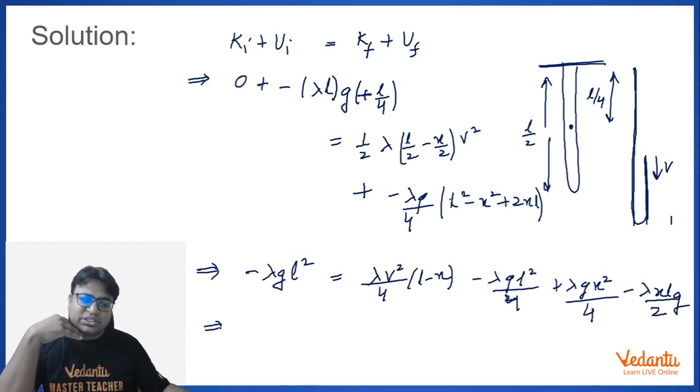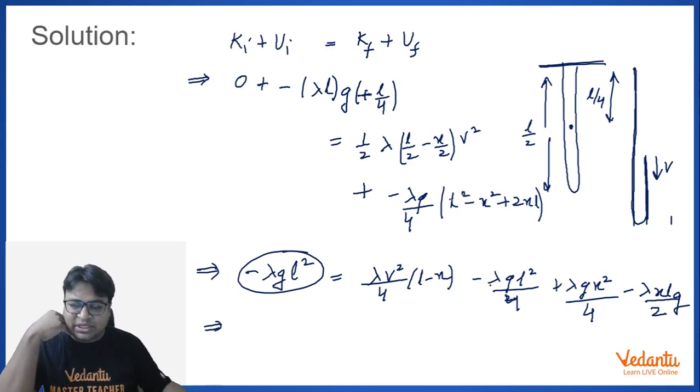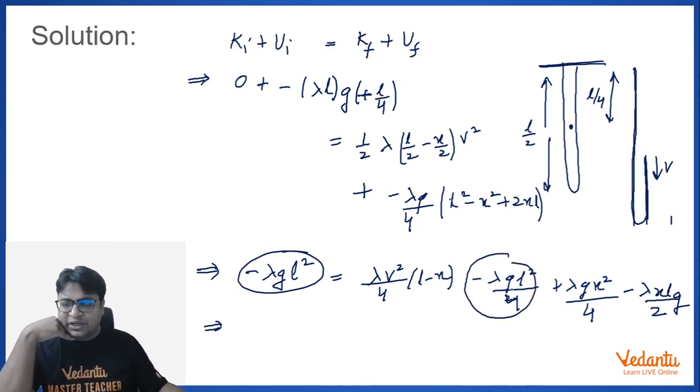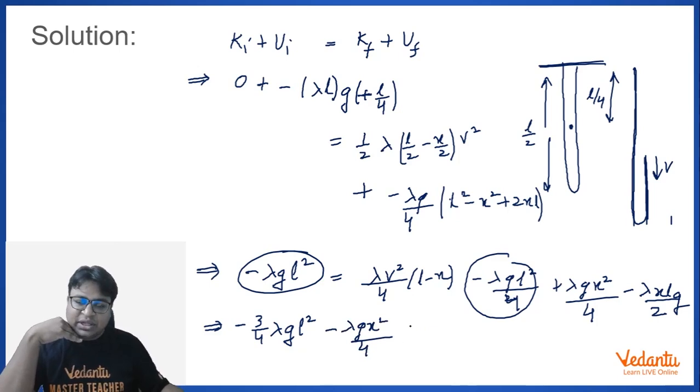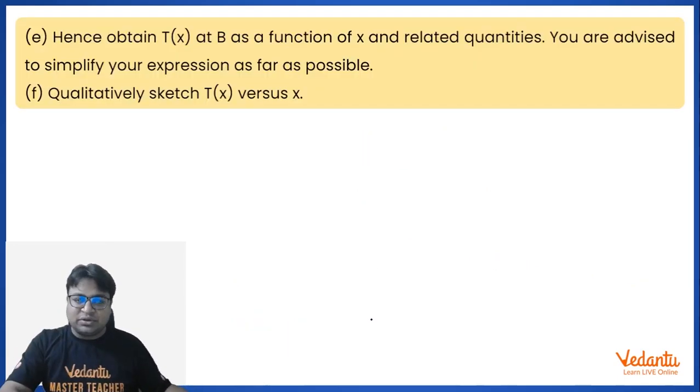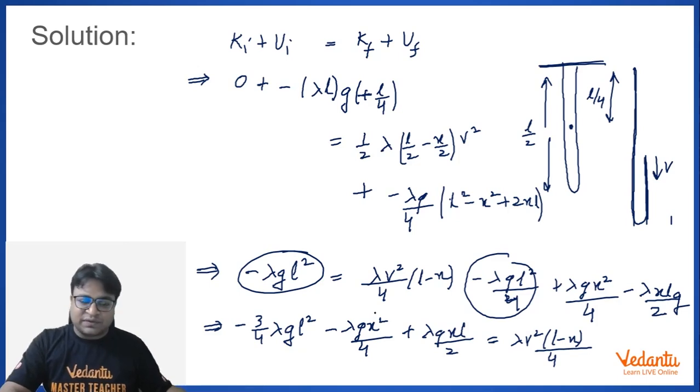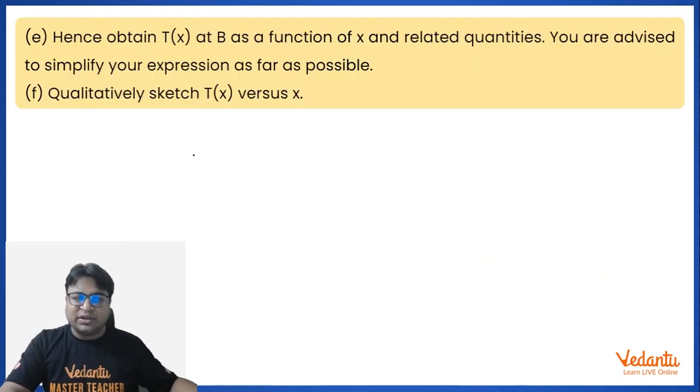Okay, so in these terms I see only this term getting adjusted with this term, and we want to find v, so let's take everything on the other side. So when this comes on the other side, we are left with minus 3 by 4 lambda g L square, because this will become plus 1 by 4. And then we will have minus lambda g x square by 4, and then plus lambda g x L by 2 equals lambda v square (L minus x) by 4. Okay, so eventually I have run out of space, I think. Anyways, I'll solve it here.